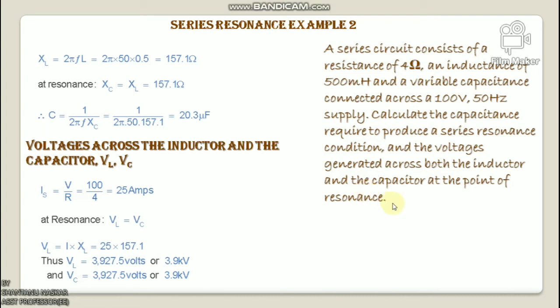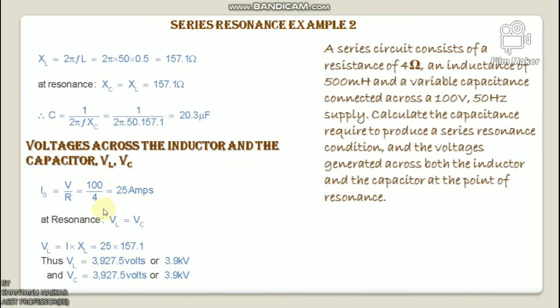So we all know that in resonance XL equals XC. Okay, so XL equals 2 pi FL. The answer is XL equals 2 pi FL equals 2 pi into 50 into 0.5, which is 157.1 ohm. So at resonance we know that XC equals XL, so XC is also 157.1. From here we can calculate the value of C, the capacitor. C equals 1 by 2 pi FXC, which equals 20.3 microfarad.